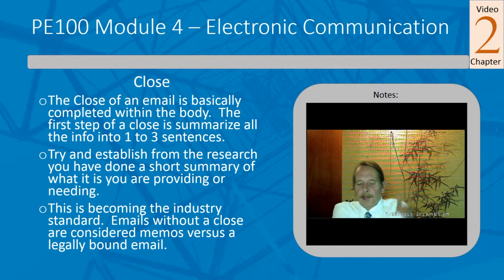Now the close is basically completed within the body. The first step of a close is summarizing all the info. You're trying to summarize everything you put in that body into 2 to 3 sentences. And you're going to have to try and establish from the research, which you've already done, what it is you're providing or needing. This email had a purpose. It was either to provide something to somebody or to get something from somebody. So what you're really trying to do is a summary.